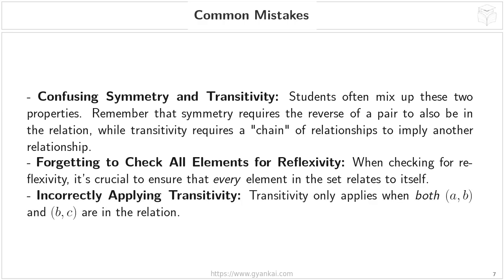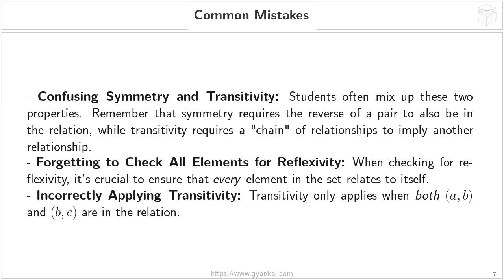Finally, the slide points out incorrectly applying transitivity. This is closely tied to the previous point. Transitivity only kicks in when you have both the pair (a, b) and the pair (b, c) present in the relation. You can't assume transitivity if one of those pairs is missing. It's a conditional statement. If (a, b) and (b, c) are in the relation, then (a, c) must also be there.